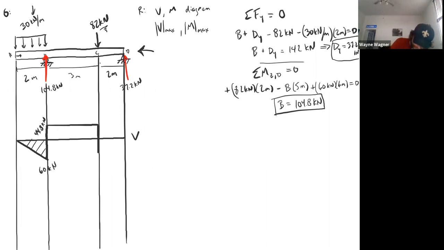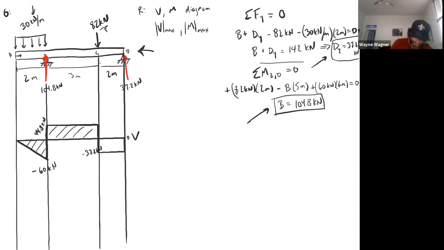So, let's get some negative numbers on here. Negative 37.2 kilonewtons. Okay. And then nothing changes from C to D, so we're just going to go flat until we get here, at which point we're going to go back up this 37.2 to get back to 0. Okay, if you've done your reactions correct, your shear at the ends should be 0.